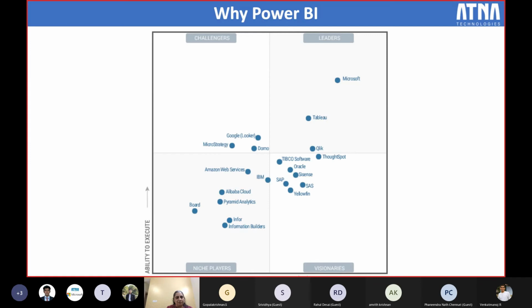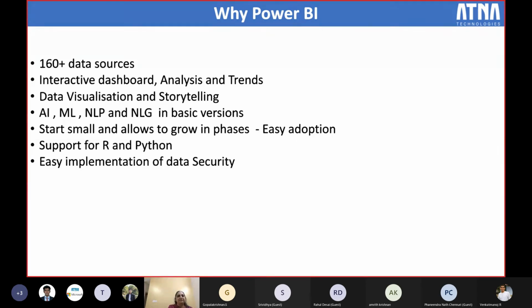If you have been observing the analytics market in the last 2 years, you would have seen that Microsoft is constantly upgrading and augmenting its capabilities in terms of AI, ML, and all of those technologies, and making it available even in the most basic version, so that it's totally democratizing it, so that even when you're starting small, you are able to leverage those technologies.